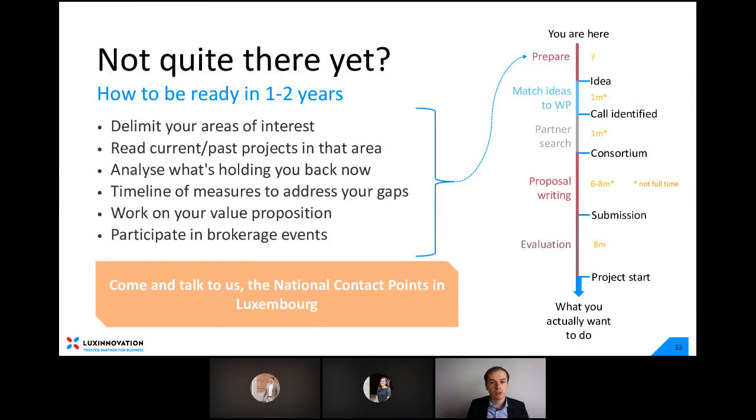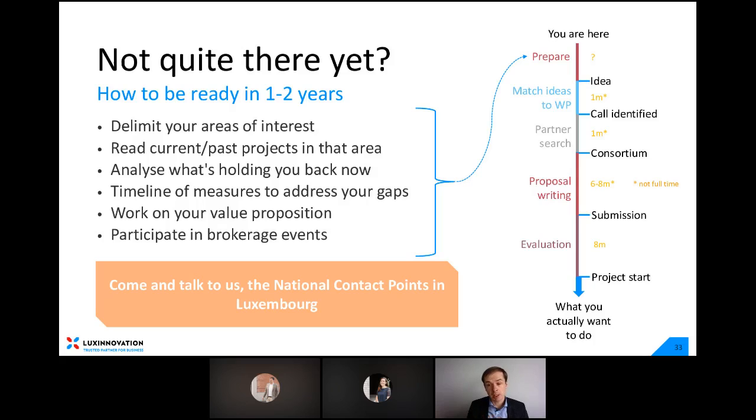So let's imagine you're not quite there yet, and you want to be ready in, let's say, 2 years or so, for whatever reasons that you might have. What are the steps that you should take right now? And that's something we want to stress, even if you're only now getting interested in the program: please get started in time. So, for example, we start working together with the Commission now on the calls for the next 2 years, the programs for the next 2 years. So they are known to us, more or less. There will be changes and negotiations, but it's more or less known what will come in the future.